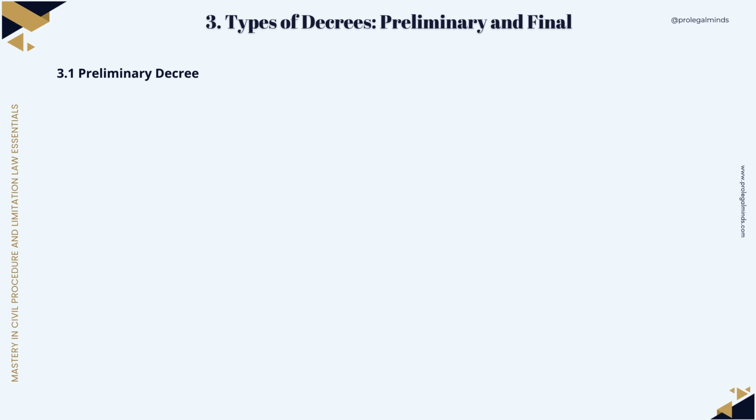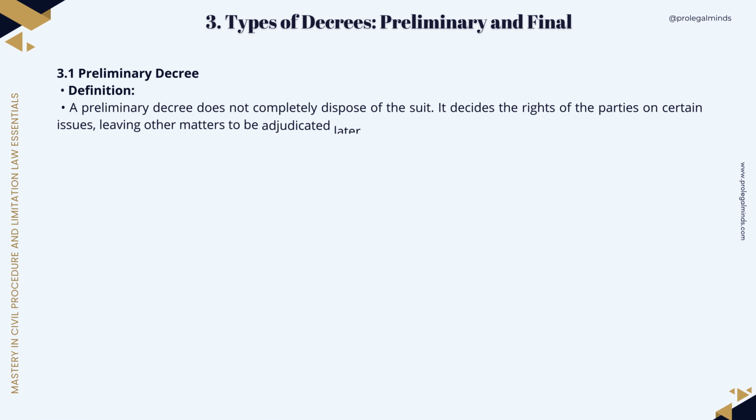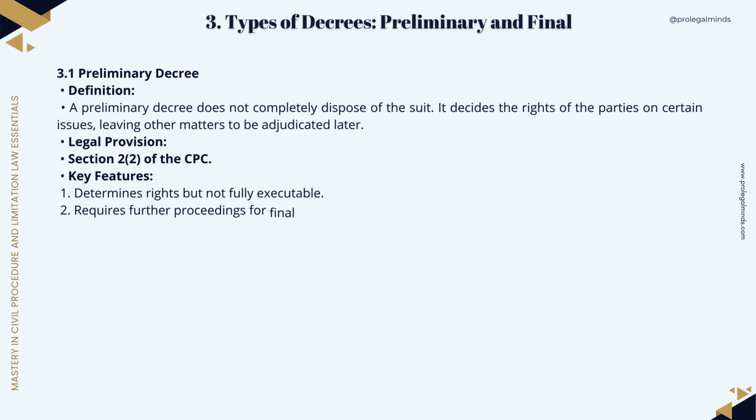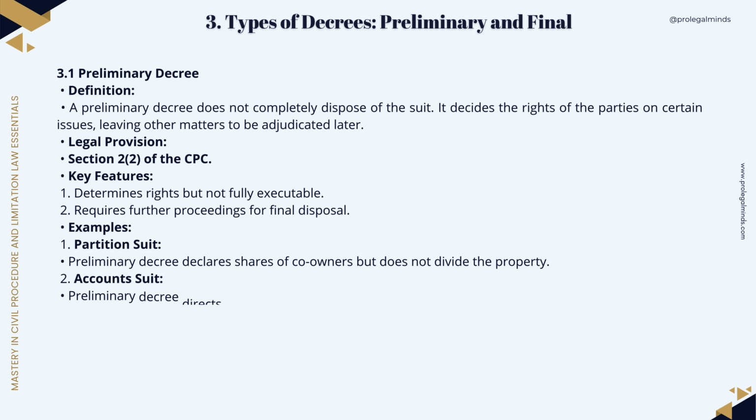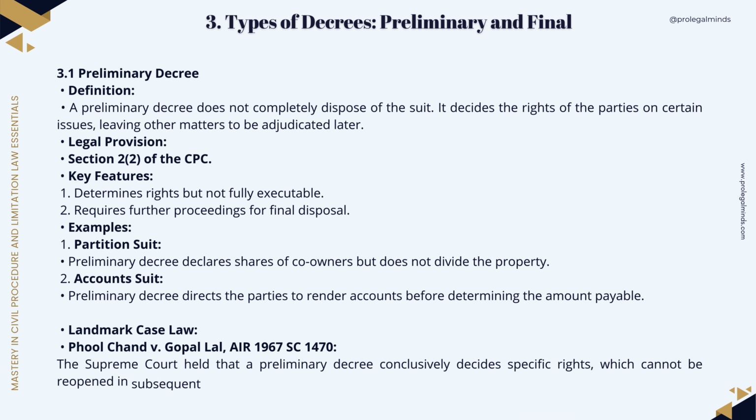Types of decrees: preliminary and final. Preliminary decree. A preliminary decree, defined under Section 2 of the CPC, decides specific rights without fully disposing of the suit. For instance, in a partition suit, a preliminary decree declares co-owners' shares but does not divide the property. In an accounts suit, it directs parties to render accounts before determining amounts payable. Landmark case. In Phul Chand v. Gopal Lal, the Supreme Court ruled that preliminary decrees conclusively decide specific rights and cannot be reopened later.